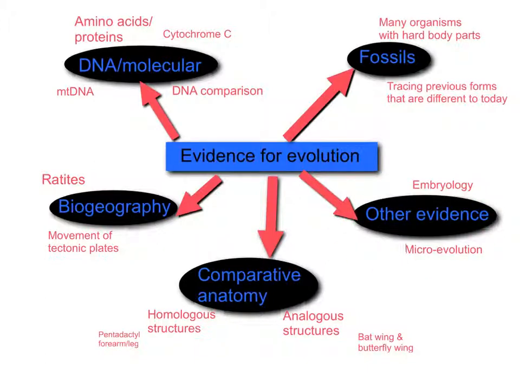The other evidence that you could also look at is things like embryology. So this is the way that embryos develop. They're very similar, and also microevolution. So this is looking at evolution on a very small scale, for example, bacteria and antibiotic resistance.